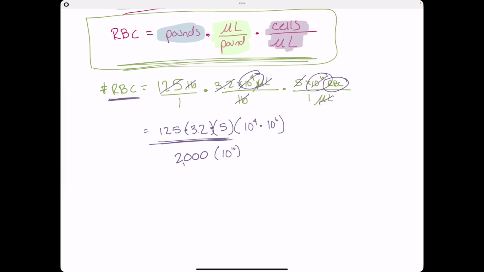Cool. Okay, but is that scientific notation? No. So what do we need to do with this 2,000? Move the decimal over. So I have 2 times 10 to the 3rd. And I still have times 10 to the 10th. So then it's 2 times 10 to the 13th. Good? And that's red blood cells, because that was the unit we had left.